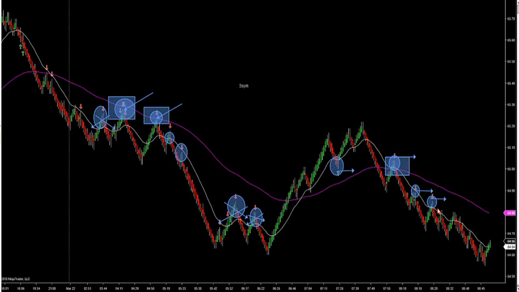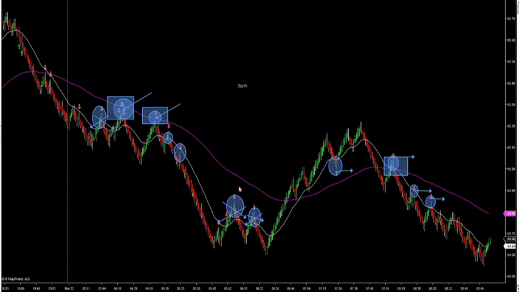It's 1, 2, 3, 4 for 4 on qualified trades. Now, the trades you don't want to take are the trades that just get back inside of the white MA because you don't know if it's going to go to the magenta. That's going to get you stopped out. Over here, I want to take this trade.